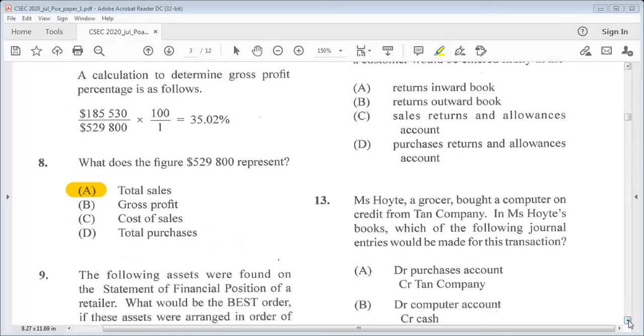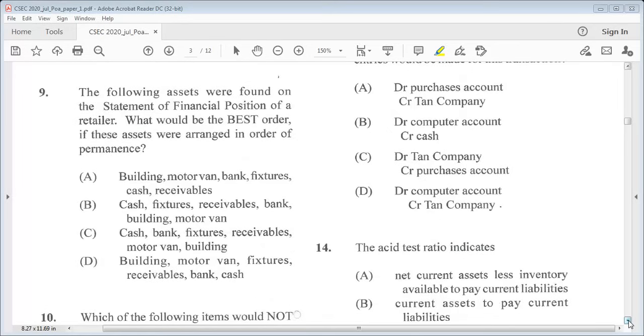Let's go on to number 9. It says, the following assets were found on the statement of financial position of a retailer. What would be the best order if these assets were arranged in order of permanence? A, building, motor van, bank, then fixtures, then cash, then receivables. B, cash, then fixtures, then receivables, then bank, then building, then motor van. C, cash, bank, then fixtures, then receivables, then motor van, then building. Or D, building, motor van, fixtures, receivables, bank, cash.